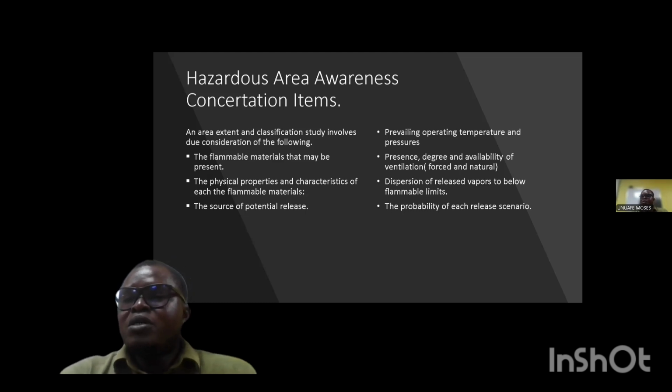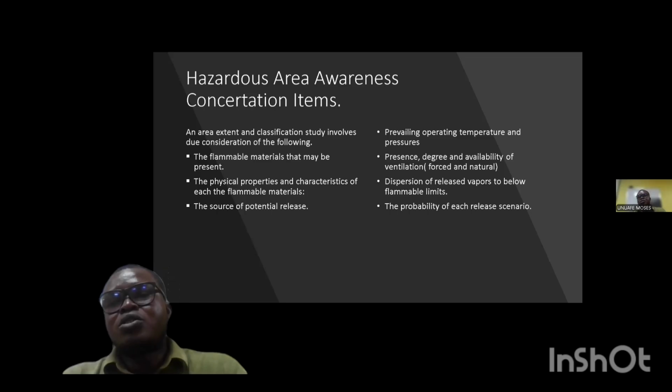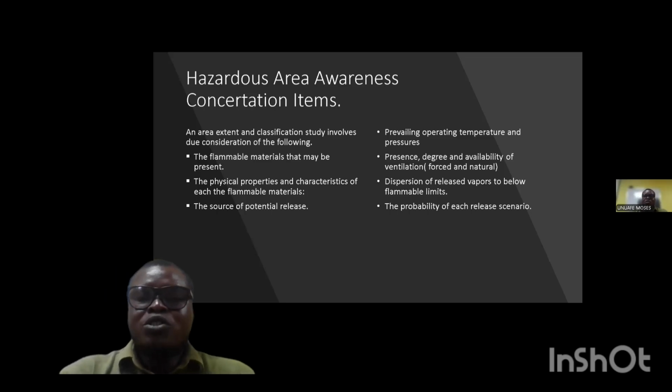Then if this gas sampling point is used only during maintenance, let's say monthly, the probability is low and it is regarded as a secondary release, and that area is regarded as Zone 2.